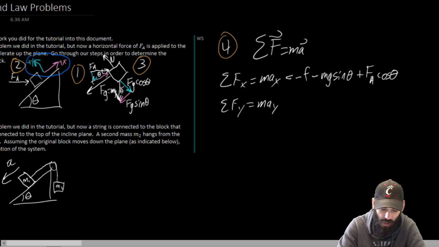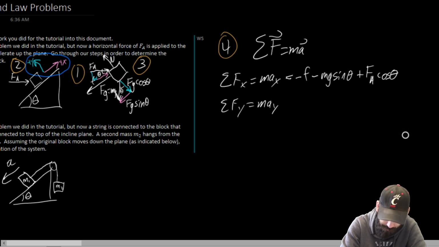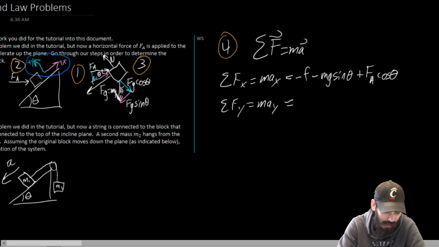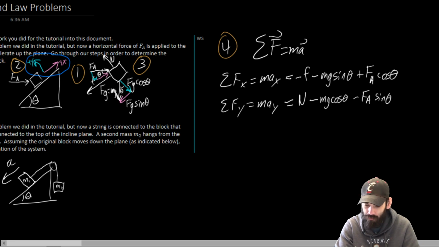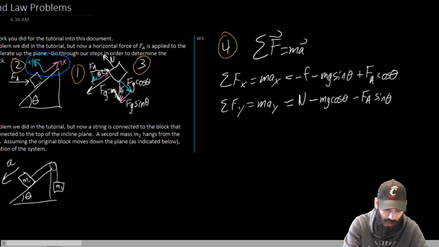Okay. For our y equations, this is going to say that this is going to be equal to n. So we have normal force that's going to be pointing in the plus y direction. We have minus Fg cosine of theta, so this is going to be mg times cosine of theta. And then we're also going to have a minus Fa times sine of theta. Okay? So we have step 5 here.